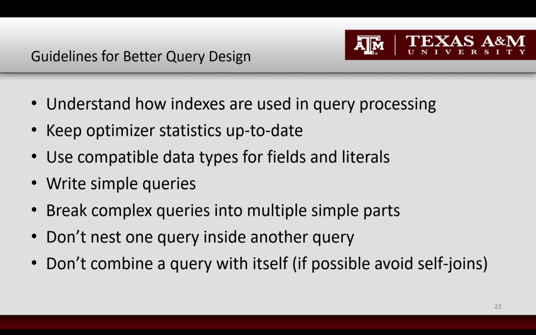In terms of guidelines for better query design, it's important to understand how indexes are used and also how to use things like optimizer statistics. Certainly, if you have the opportunity to change your data types to compatible fields and literals, your queries will run better. When possible, the simpler query is the better choice. And if that means breaking down complicated queries into multiple simple parts and then combining those results, that's fine. It's better to do that than nesting one query inside another, and it's certainly better than combining a query with itself. Certainly, if you can, avoid things like self-joins.